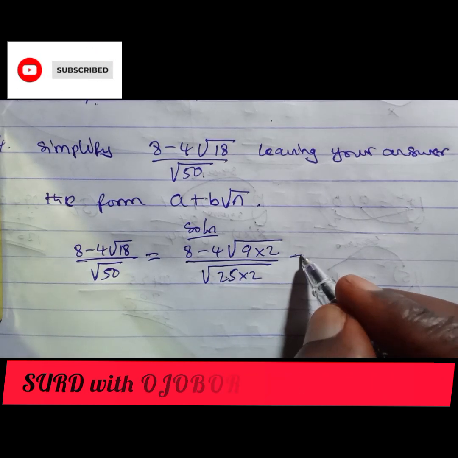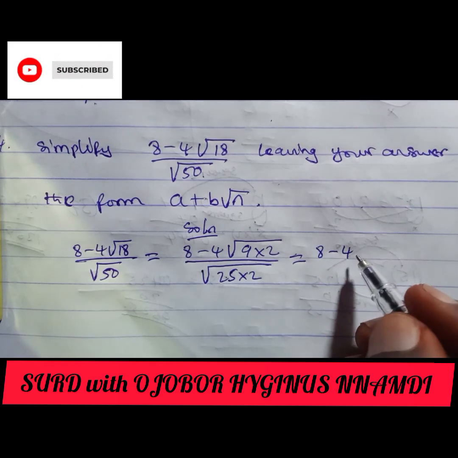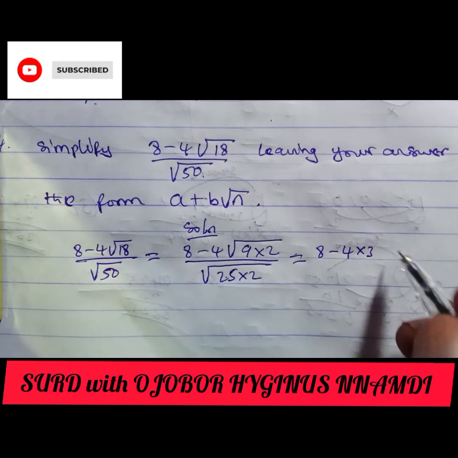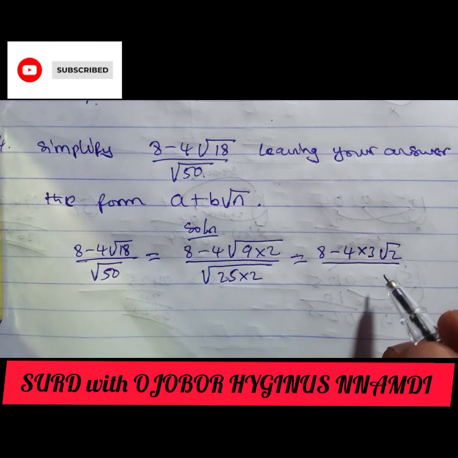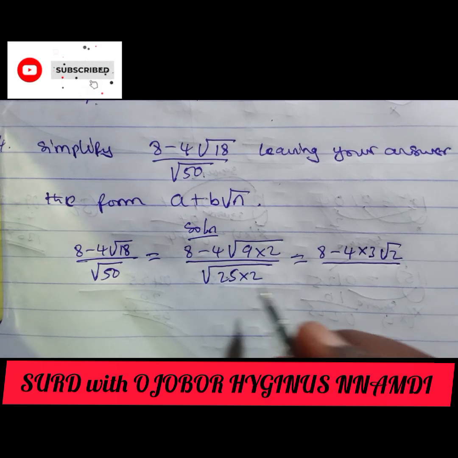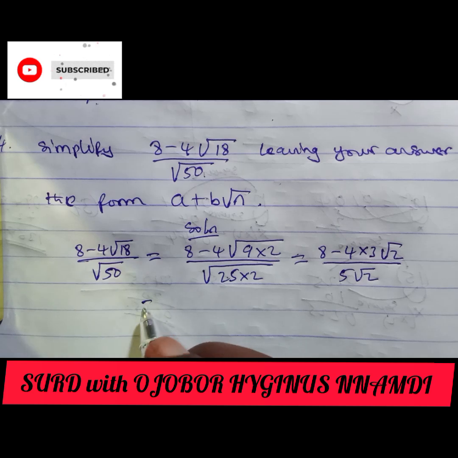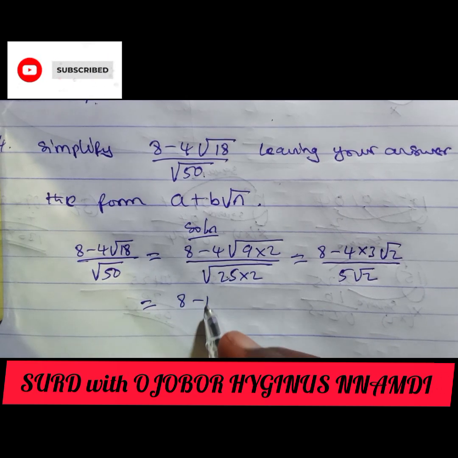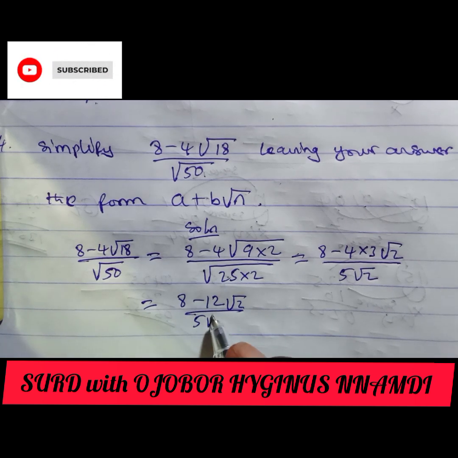So if you simplify further, we have 8 minus 4. The square root of 9 is 3. So we have 3 brought out of here. And then you have root 2 remaining inside. Then here 25, the square root of 25 is 5, then you have 5 root 2. So if we go further to simplify, 4 times 3 will give you 12. So we'll have 8 minus 12 root 2 all over 5 root 2.